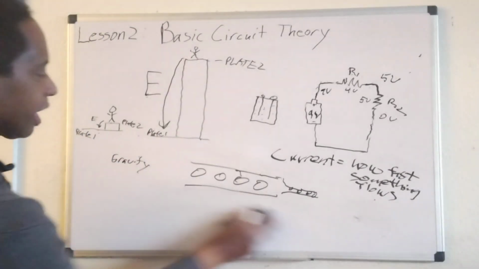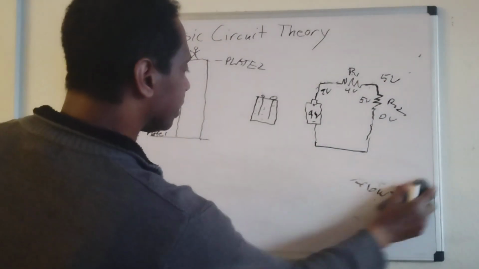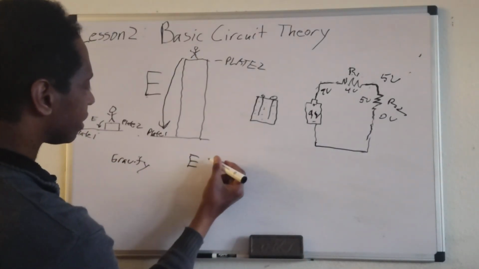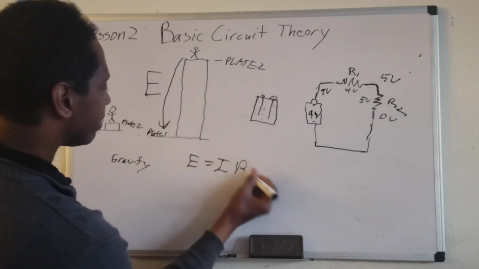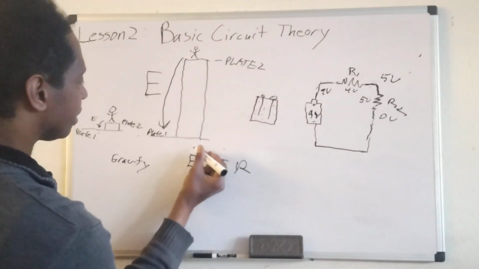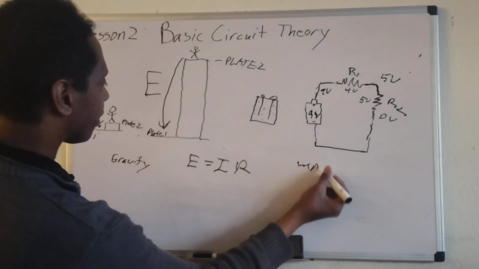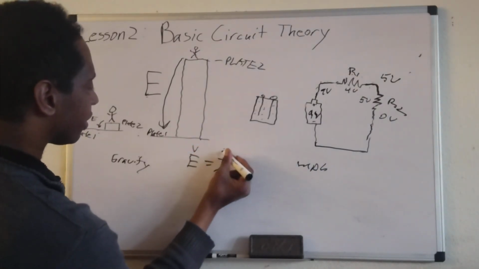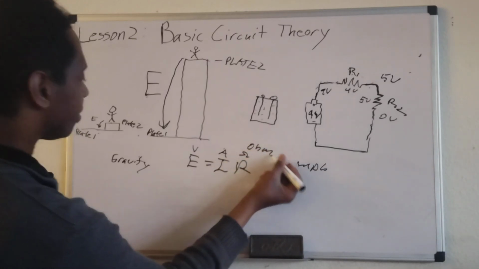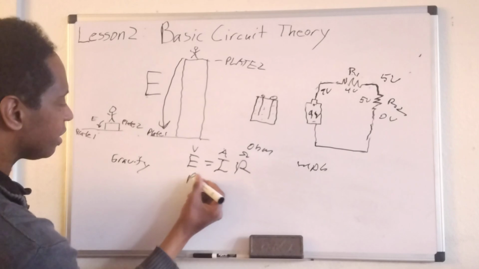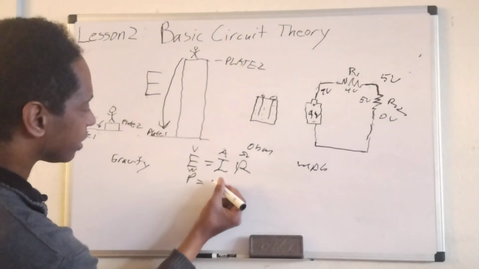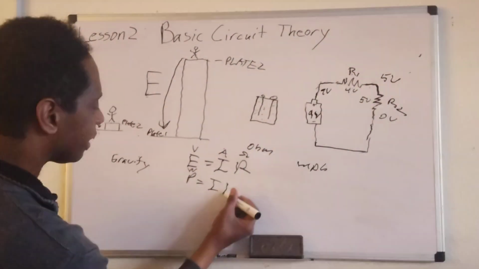Okay, so we can calculate voltage by E in volts equals I times R. I is current, R is resistance, E is voltage. E is in volts, current is in amperes, and resistance is in ohms, spelled O-H-M. And P is power in watts. Power in watts equals I times E.